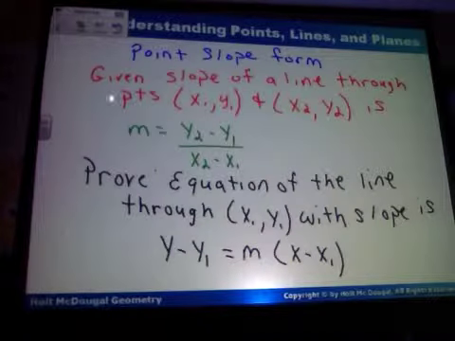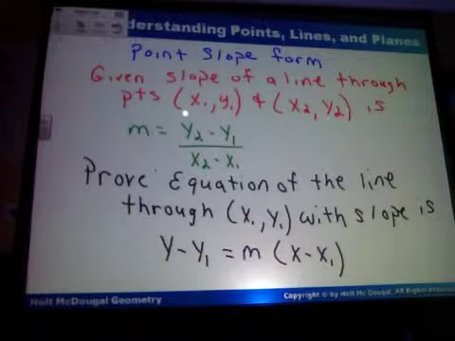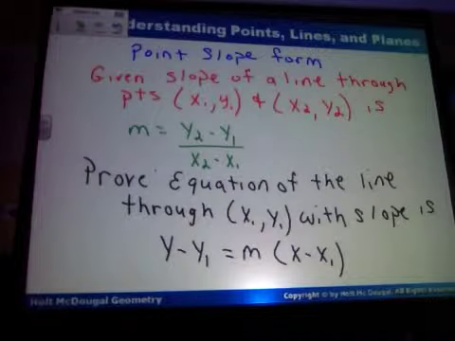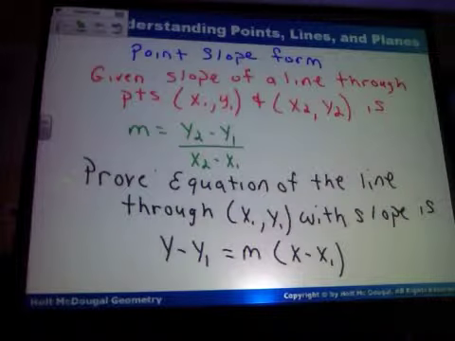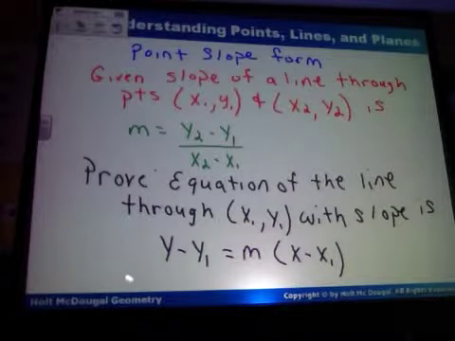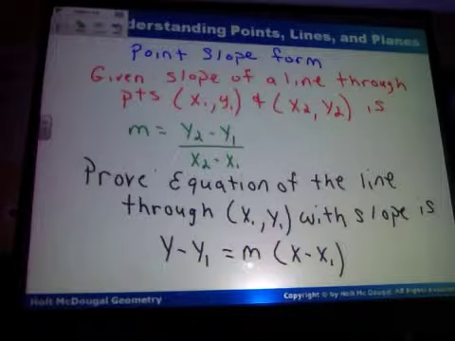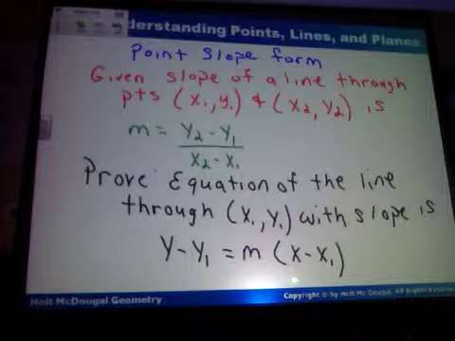Point-slope form. Given the slope of a line through points x1, y1 and x2, y2 is slope equals the difference of your y-coordinates over the difference of your x-coordinates, we're going to prove the equation of the line through the first point with the slope is y minus your y1 coordinate equals m times x minus your x1.